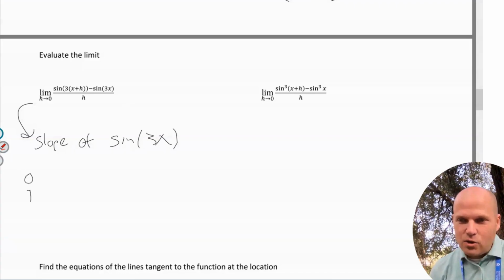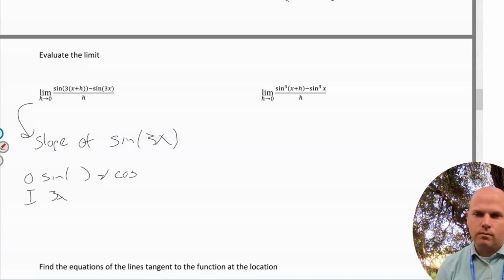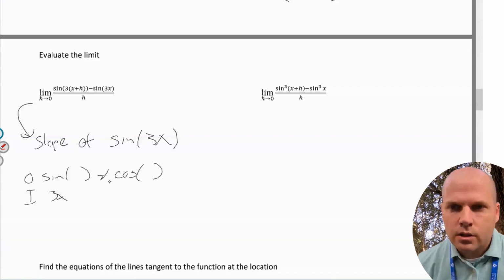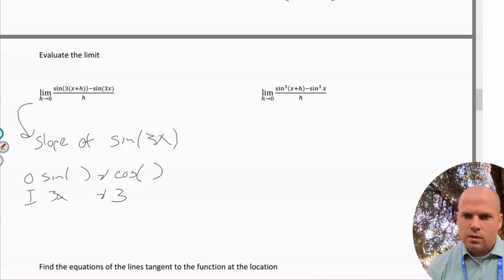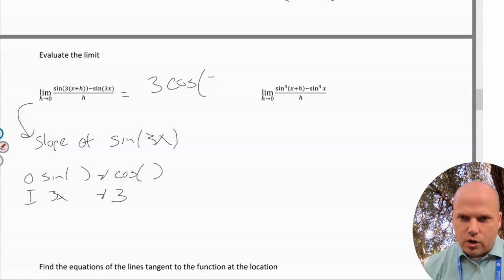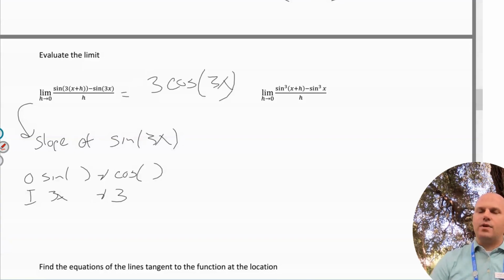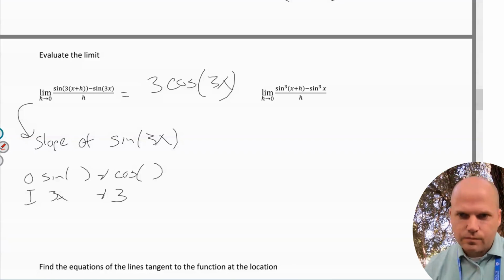You have an O, you have an I. The slope of sine 3x is 3 cos 3x. That's your answer. It's like, well, I didn't do anything limit-wise. It's like, nope, you didn't. We didn't do anything limit-wise. We just said, these are the slopes of sine 3x. 3 cos 3x.